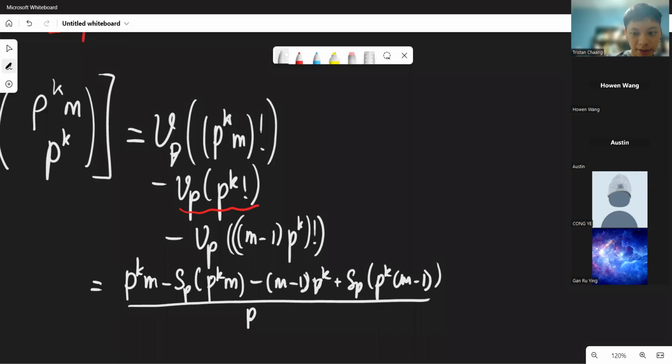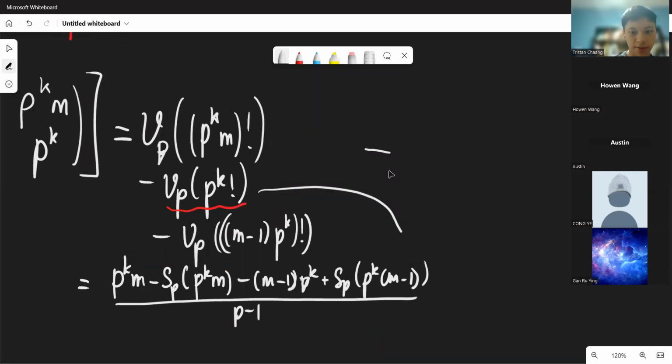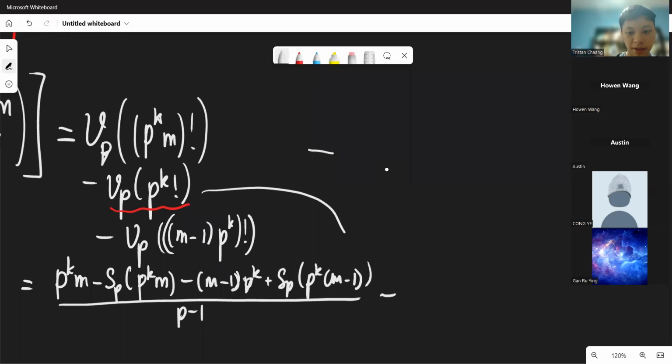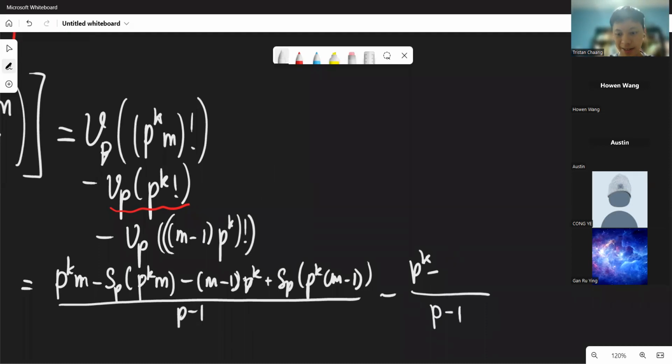Okay, what's the easy term here? The easy term here is this p to the k minus the sum of digits of p to the k in base p. But what is that sum? How do we write p to the k in base p? It's just 1 and a bunch of zeros, right? Like p is just 10, p squared is 100, and so on. So yeah, the sum of digits is just 1. That's easy.